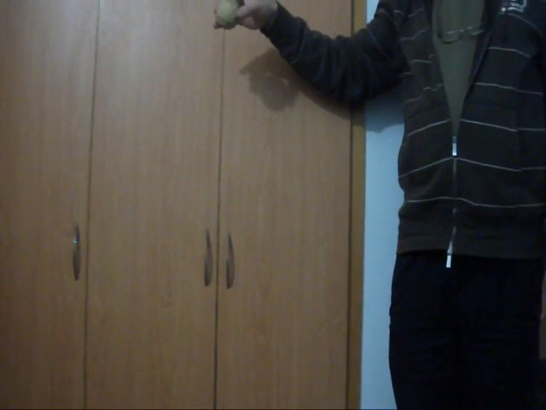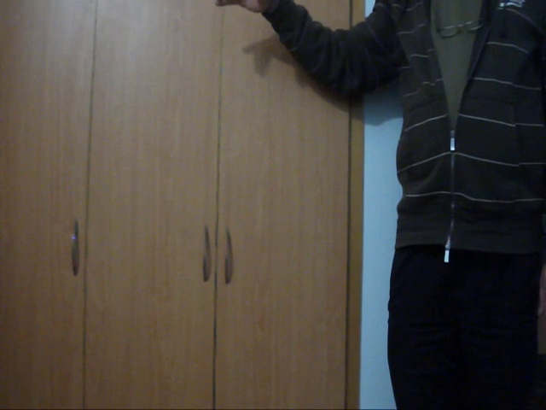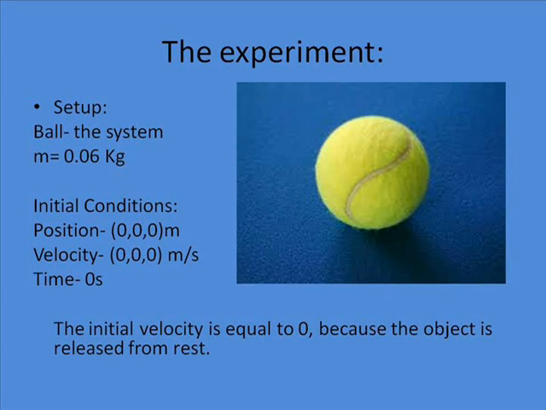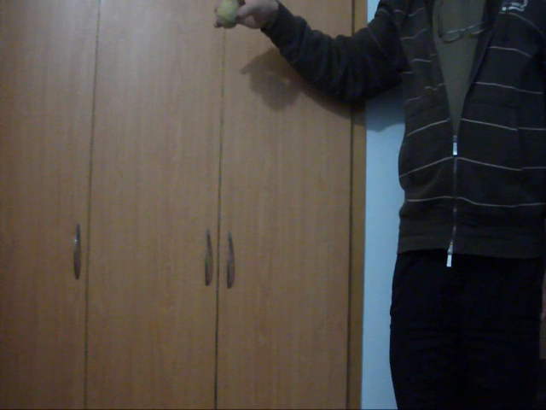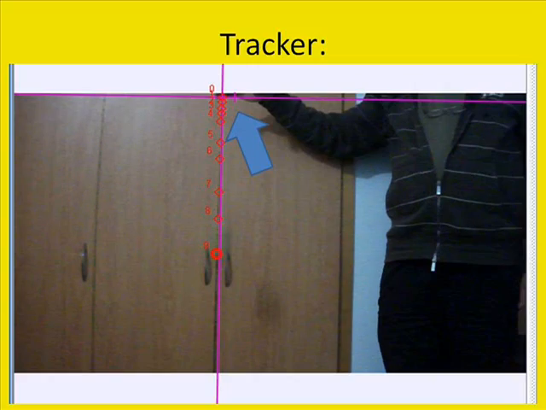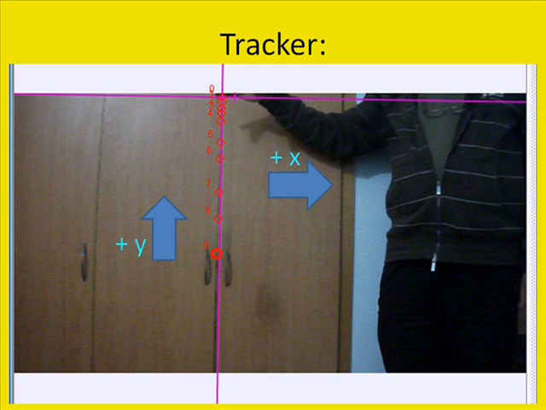In this lab, I decided to have my friend drop a ball from a certain height. The ball was the system. Now let's look at Tracker. I decided to have the system begin at origin 0, 0. As the system fell, it was going in the negative y direction. I tilted the axis a little bit in order to have the system fall in a straight line. The positive y-axis was to the top while the positive x-axis was to the right.